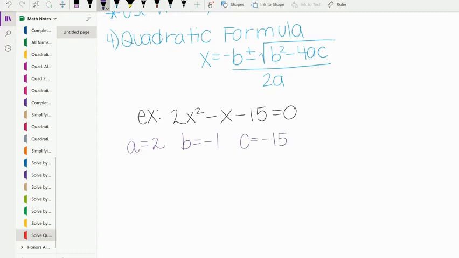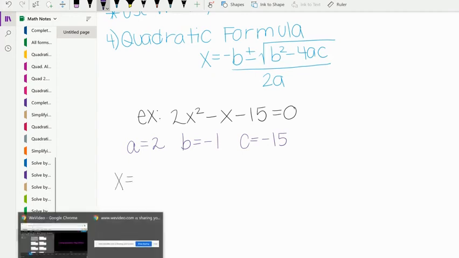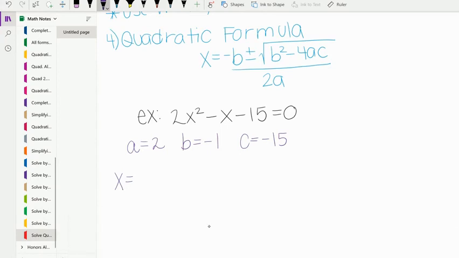And then it's pretty simple because you are just plugging it into a formula, but the formula's not the easiest formula, so you have to be careful. So we get x equals negative b. Since b is already negative, it's going to be x equals 1. And then we have plus or minus the square root. B squared would be negative 1 squared, which is 1, minus 4 times a times c. So that would be 2 times negative 15, which is negative 30. And this is all over 2 times a, which is 2 times 2.